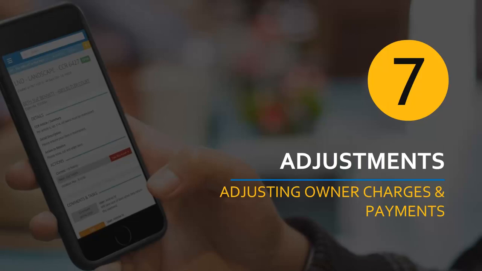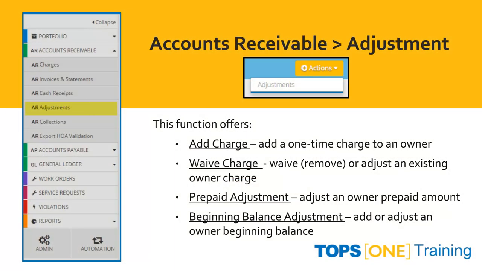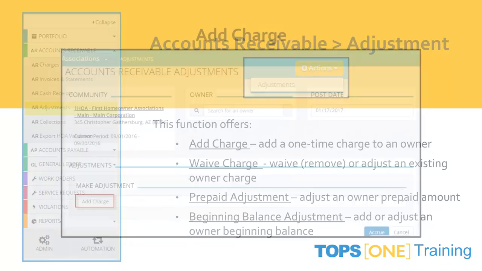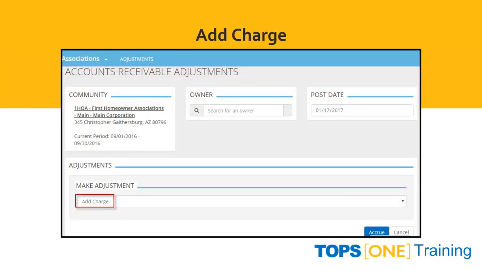Chapter 7. Adjusting owner charges and payments. Accounts Receivable Adjustments and the Action Adjustments. This function will offer us to add a charge, waive a charge, select a prepaid adjustment, or adjust a beginning balance. The Add a Charge screen.